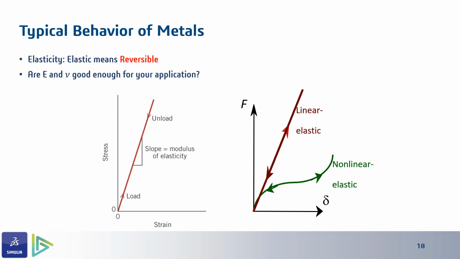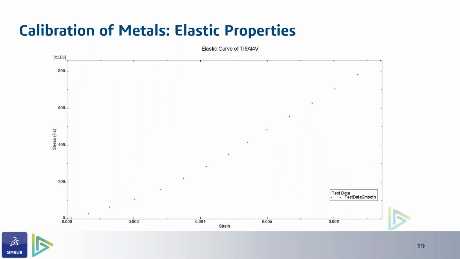When we think about elastic materials, we know that the effects are reversible after loading and unloading. So at this point, we need to think about whether our data with Young's modulus and Poisson's ratio are good enough. Let's take an example of this titanium alloy, Ti6Al4V, majorly used in the medical industry. I have the data here of the elastic points that I've taken from my test data in the form of uniaxial test data.